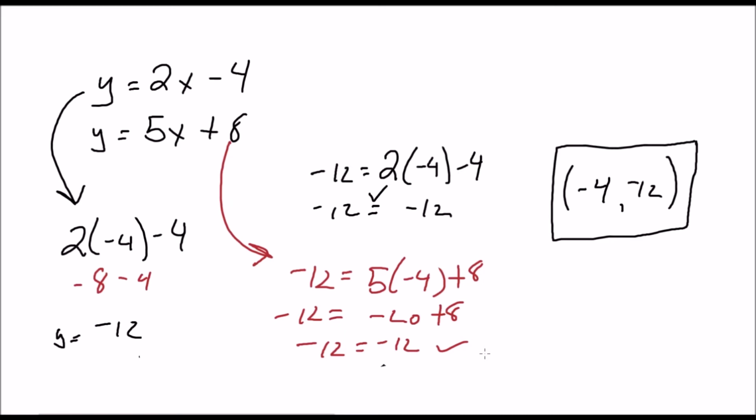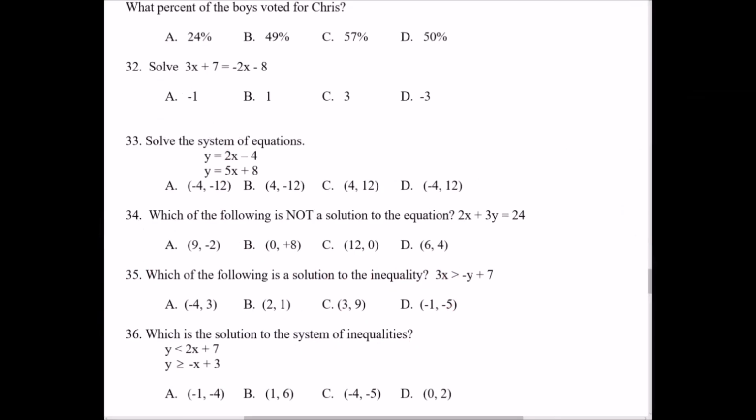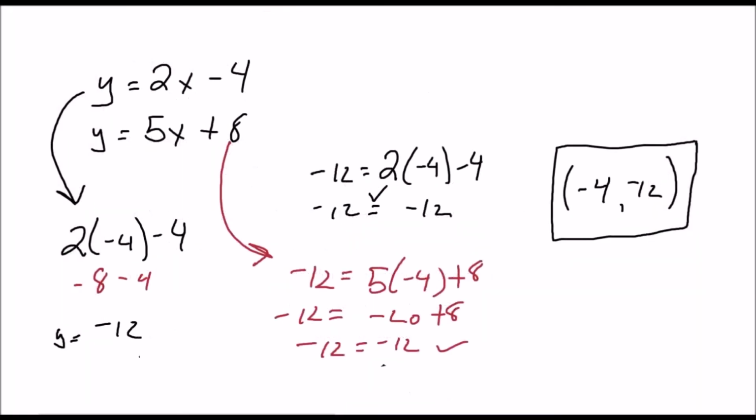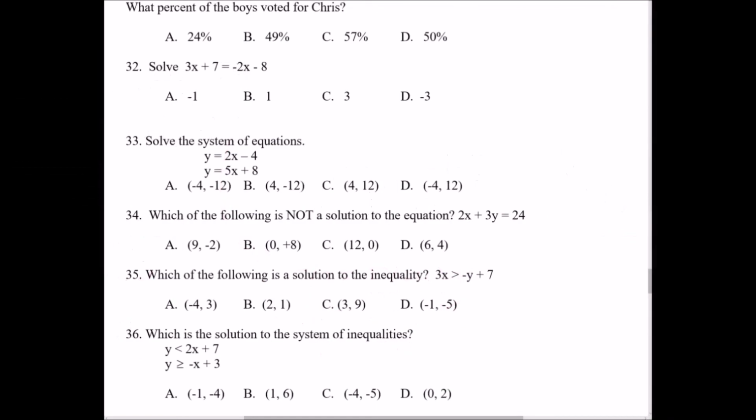All we have to do to verify that we're right and help boost our confidence is check on the test to make sure we have the points negative 4, negative 12. And we do. It is letter A. It's a great mistake to make on a math video. Letter A, negative 4, negative 12, and that is the solution we came up with. So let's move on to 34.